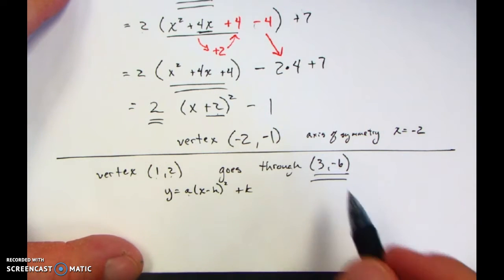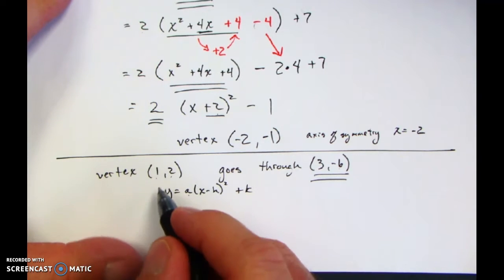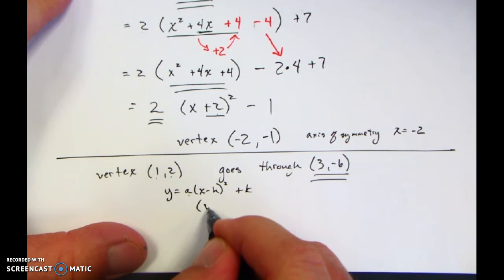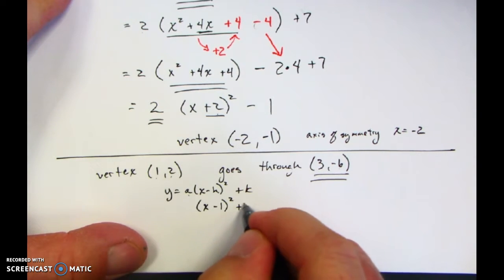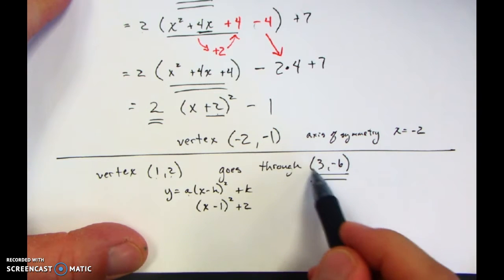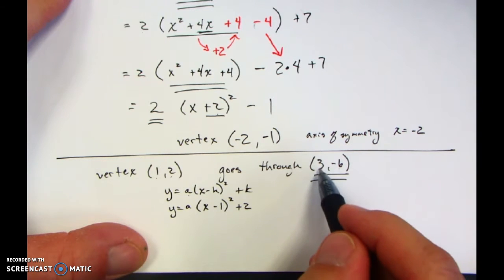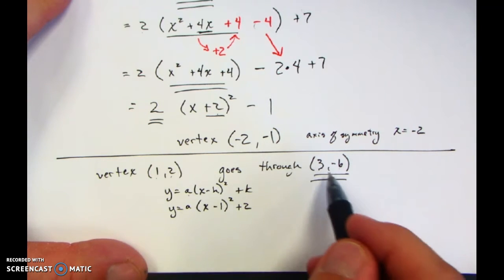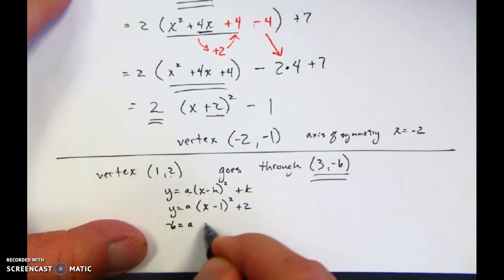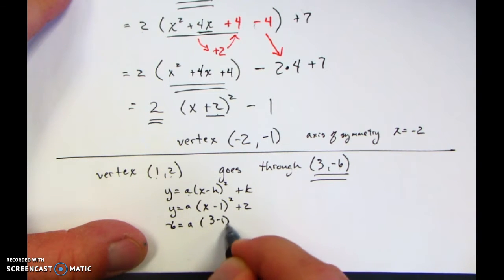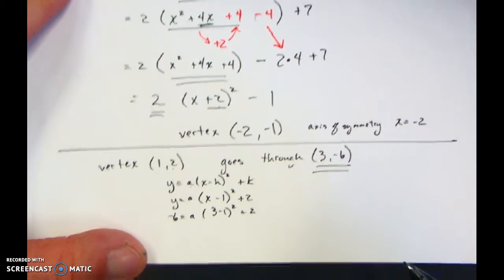So if I plug in the different pieces that I know, like the vertex, we have an h value of 1, so that's going to be x minus 1 squared, and our k is 2, so that's plus 2. Now we have an ordered pair here of 3, negative 6, so 3 is my x value and negative 6 is the y, so we have negative 6 is equal to a times 3 minus 1 squared plus 2. And now we're solving for a.